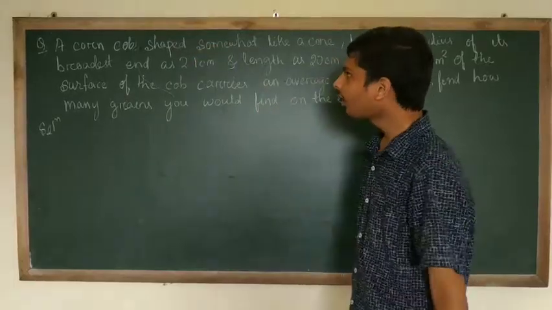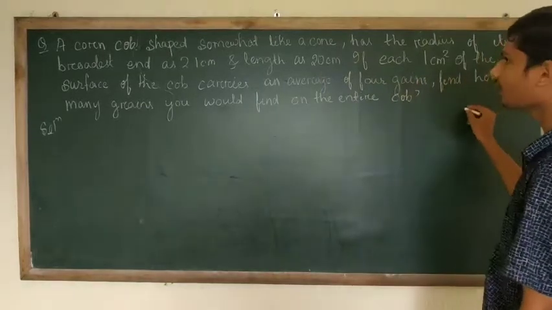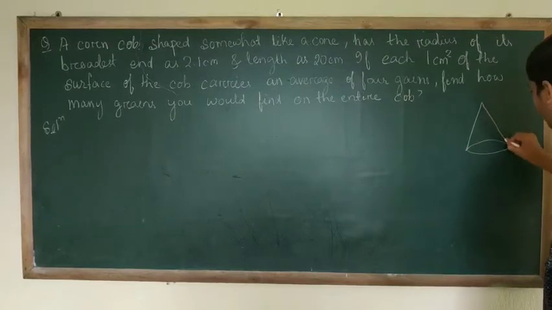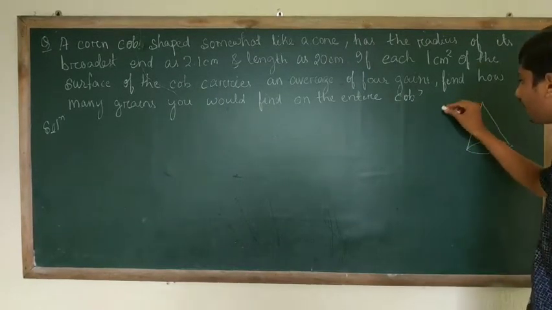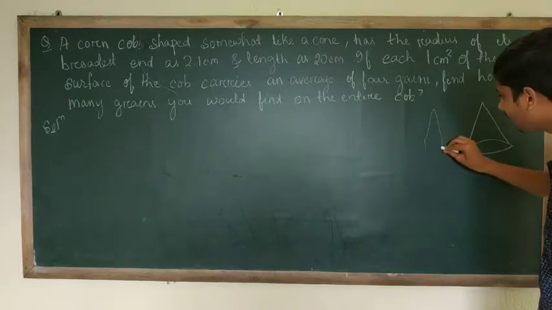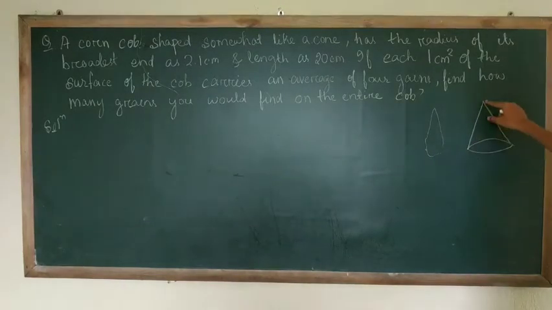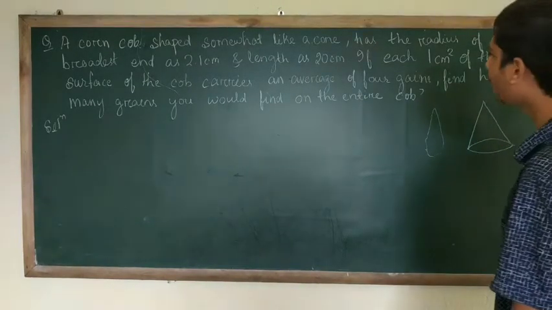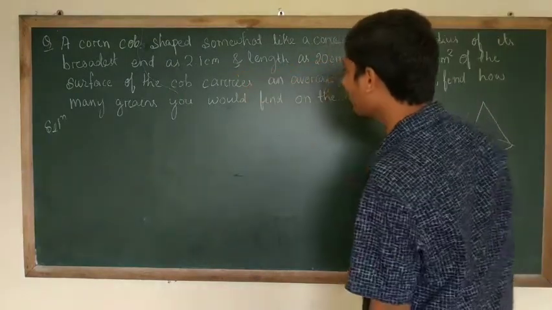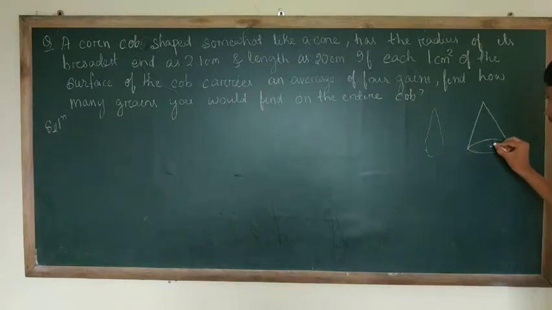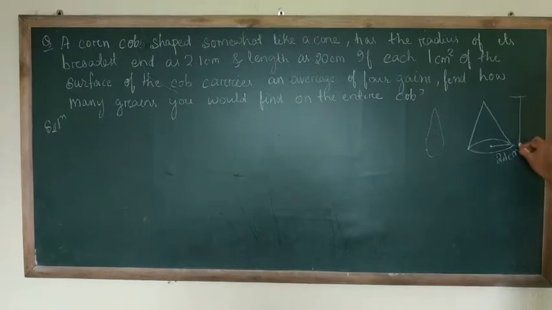Question: a shape somewhat like a cone is in the shape of a cone. Cone, you know. You have seen it like this, no? It is like this actually, but let it be in mathematical terms, defining the length, breadth, and height. The radius of the broadest end, this one, is 2.1 centimeter, and the length, that is the height, is given as 20 centimeter.